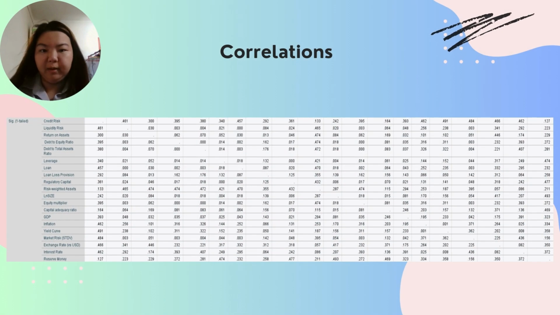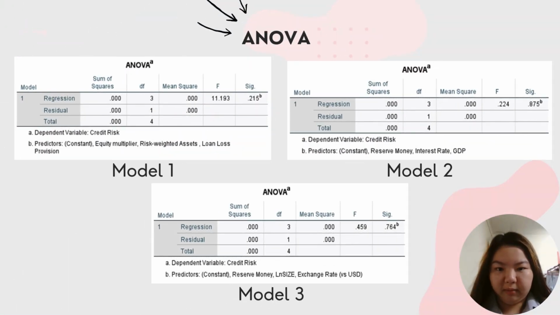Based on the table, the p-value of all the independent variables is more than 0.1. This represents that all the variables are not significant to the credit risk of A and Z bank. Moving on to the ANOVA tables, these 3 tables show that no model is significant to the credit risk. It is because the p-value of model 1 is 0.215, while the p-values of model 2 and model 3 are 0.875 and 0.764 respectively. All are more than the significance value of 0.1.